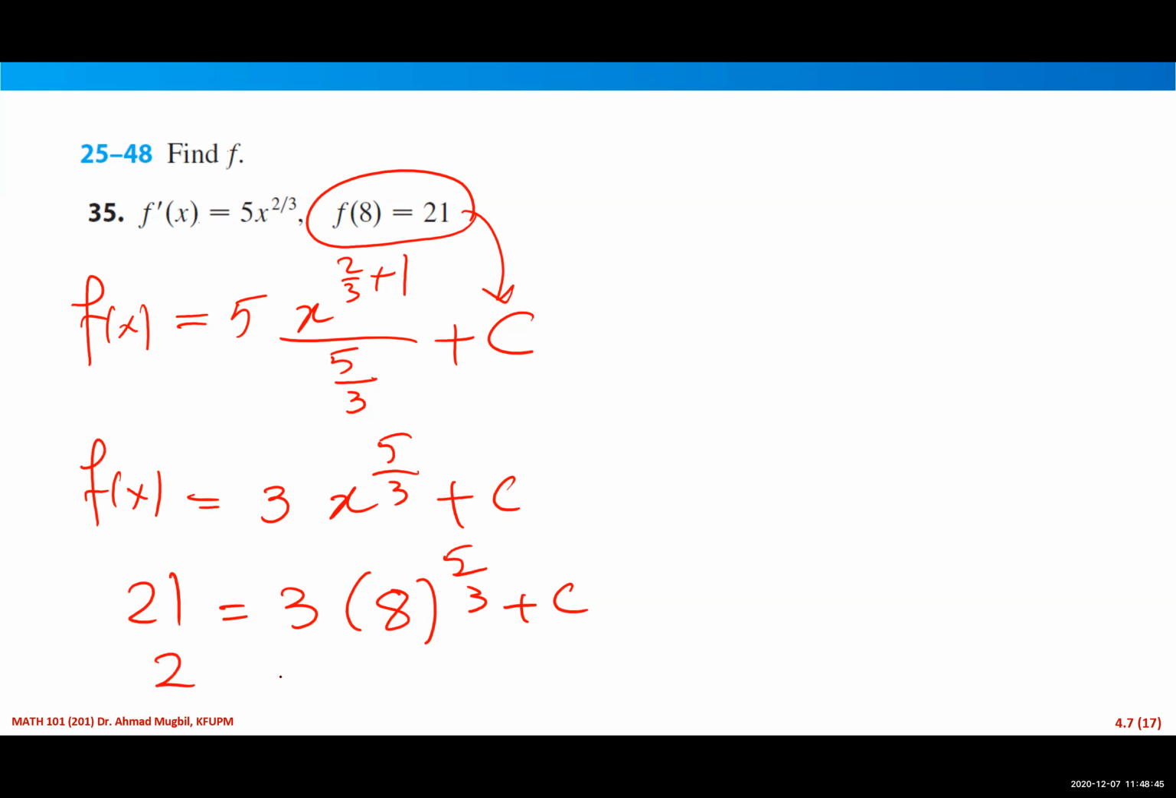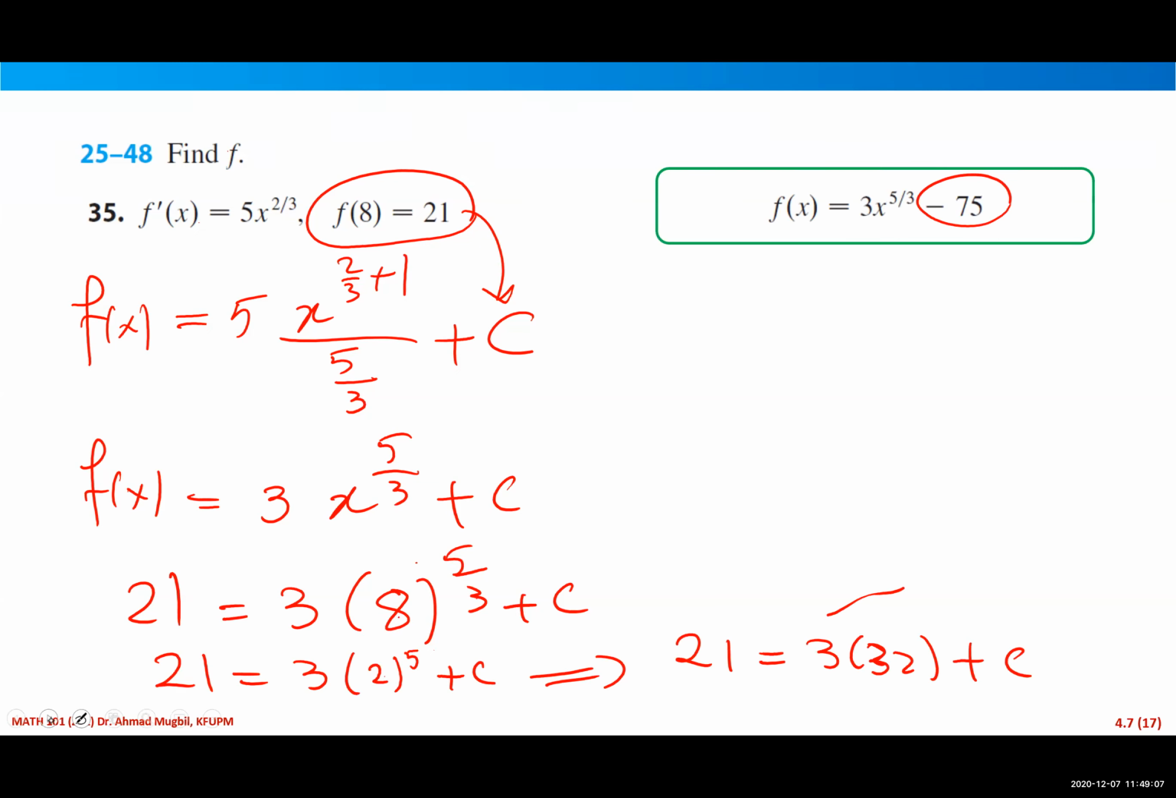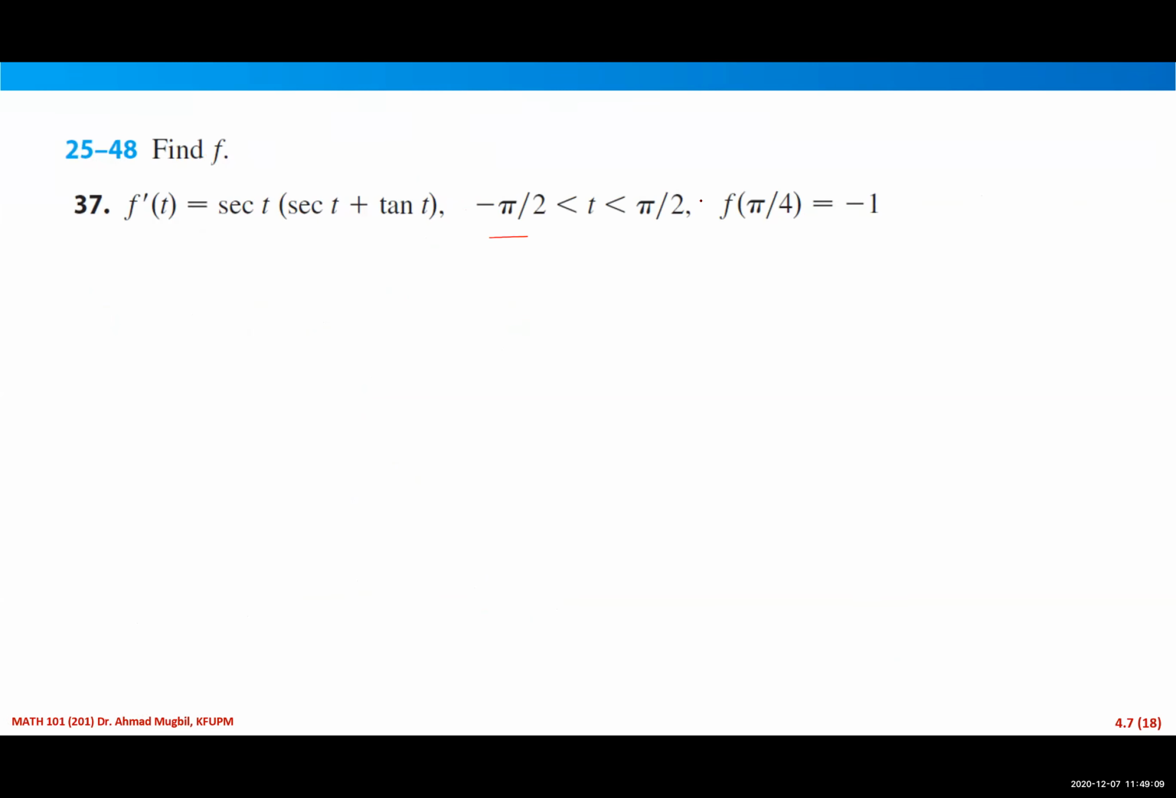So this will be 21 equals to what? What is 8 to the power one third? It is 2. So 3 times 2 to the power 5 plus c. This means that 21 is 32 times 3 plus c. And solve this to find c. c is -75.